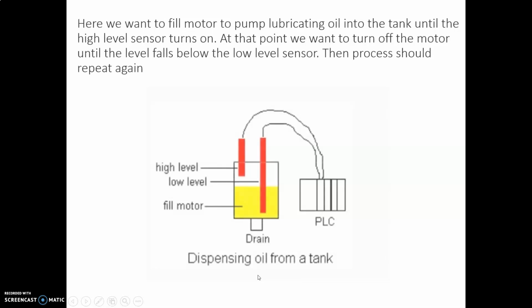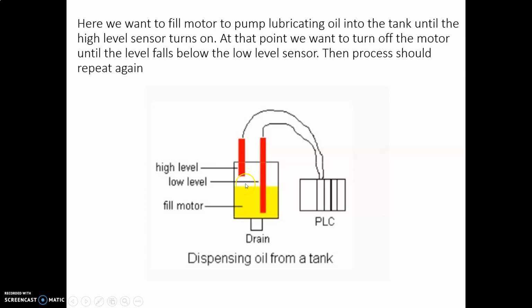Now let's focus on the next example. Here we have an actual case example. First we will describe the problem, then we will go into the next part. What is our problem statement? We have a tank. In this tank we have placed two sensors, called the low level sensor and the high level sensor. And in this tank we have to fill a liquid.